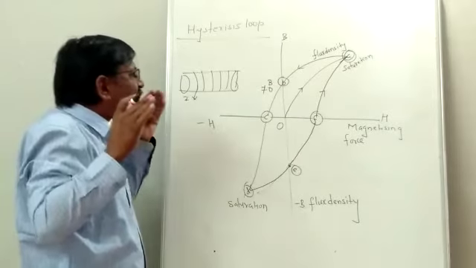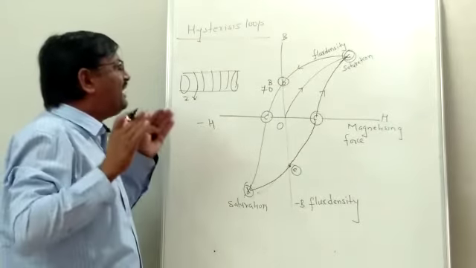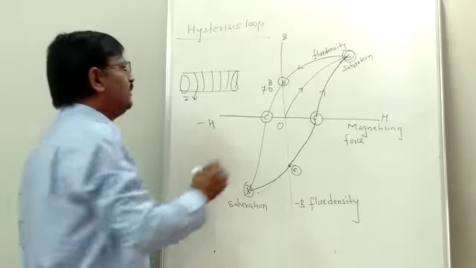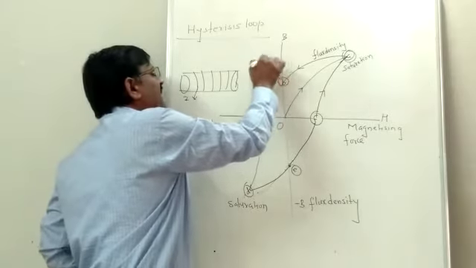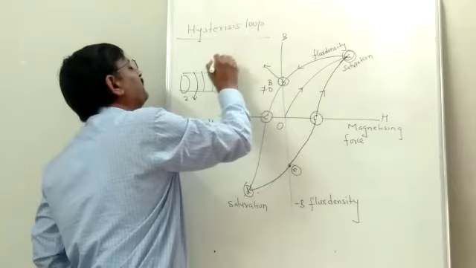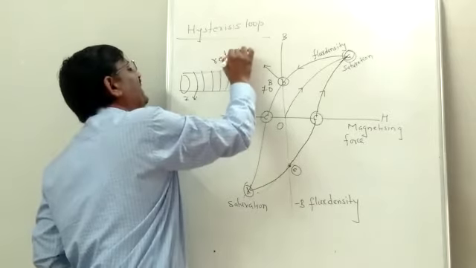This is called retentivity or remanence. It is represented by the letter small b. This is called retentivity.